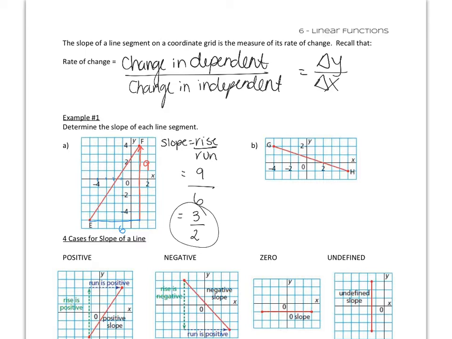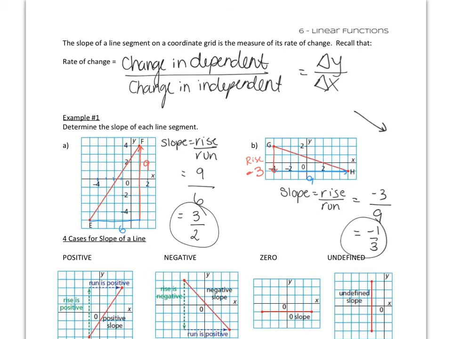In this case, going from left to right, which is how we're always working, our rise is negative. We are going down when we are going left to right. So our rise was -3 in this case. And the run is 9. So our slope is rise over run. And rise was -3 over 9. We get -1/3 as our slope, which makes sense. We have a negative rate of change, so a negative slope in this case.